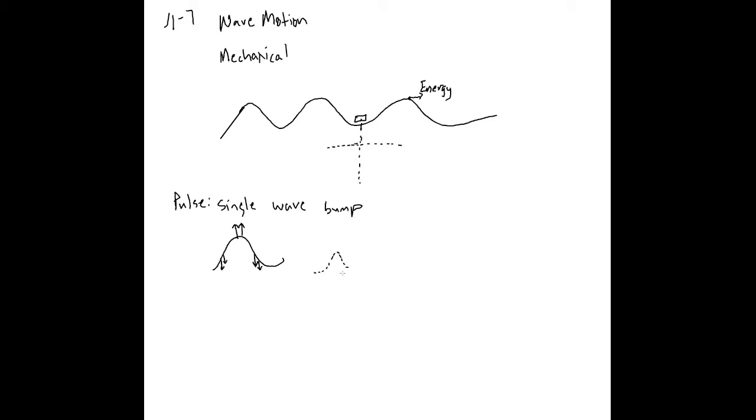Now, the other type of wave is known as a periodic wave or an oscillating wave.